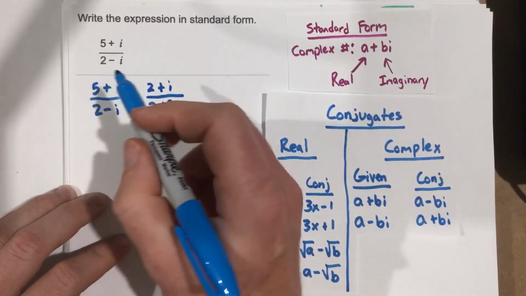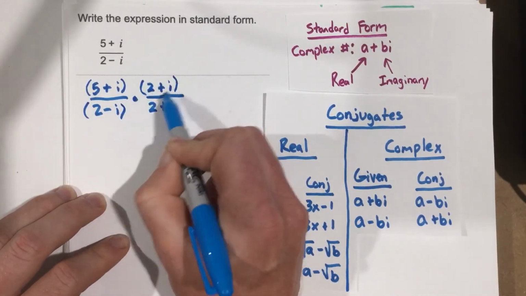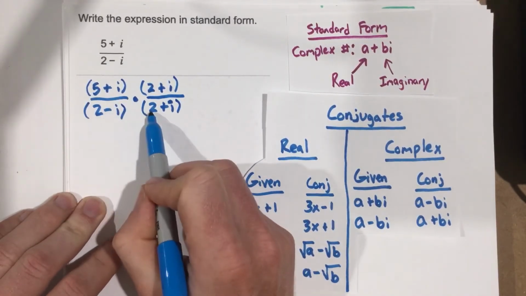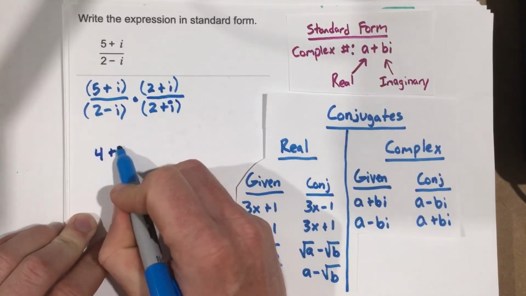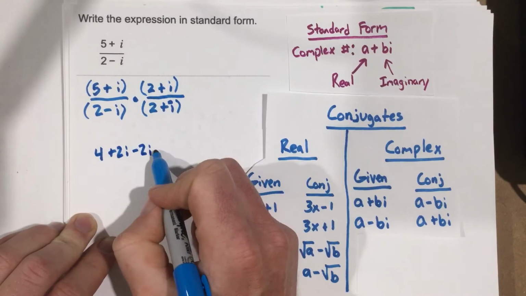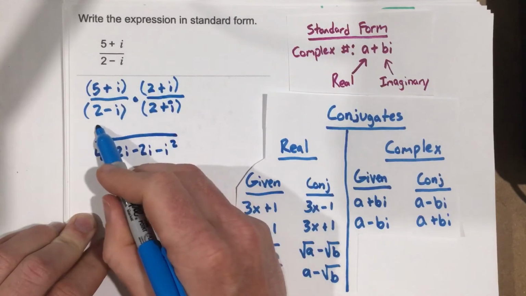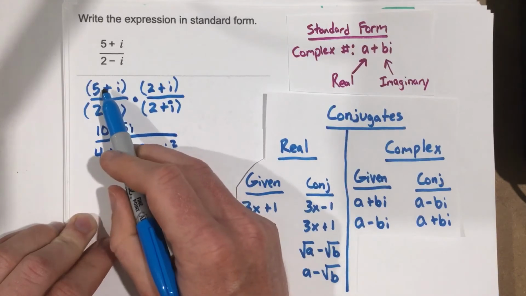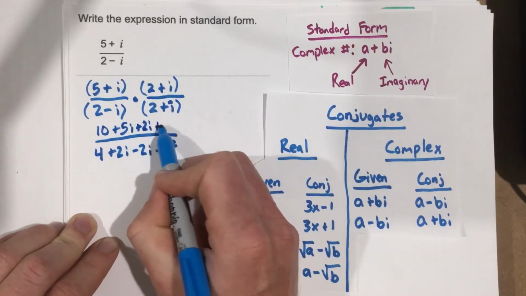So let's go ahead and multiply now. And when we do this, we could probably put all this in parentheses so that we can see we're going to do the distributive property here. So we're going to take 2 times 2 on the bottom, which is 4. 2 times i, which is 2i. Negative i times 2, which is negative 2i. And negative i times i, which is negative i squared. On the top, we're going to get 10. 5 times i is 5i. i times 2 is 2i. And then i times i is i squared.